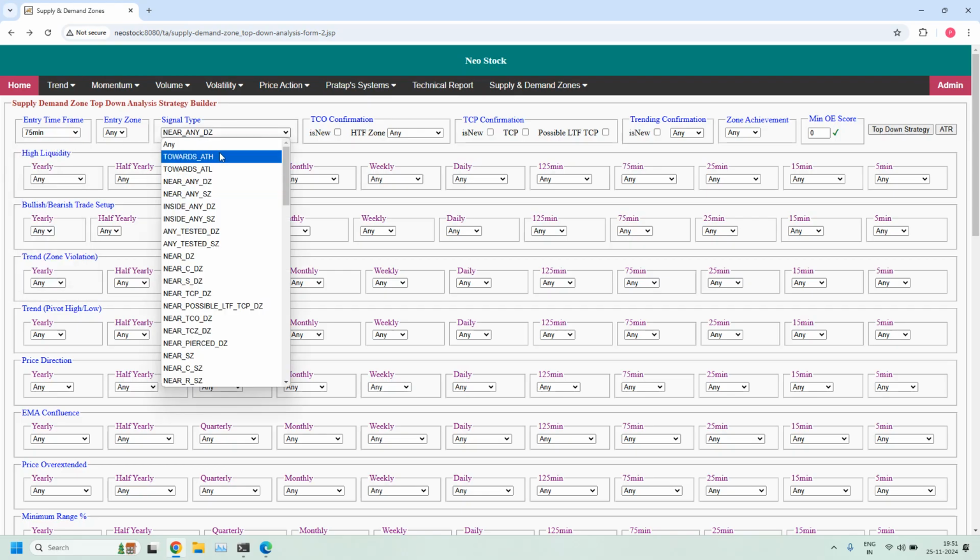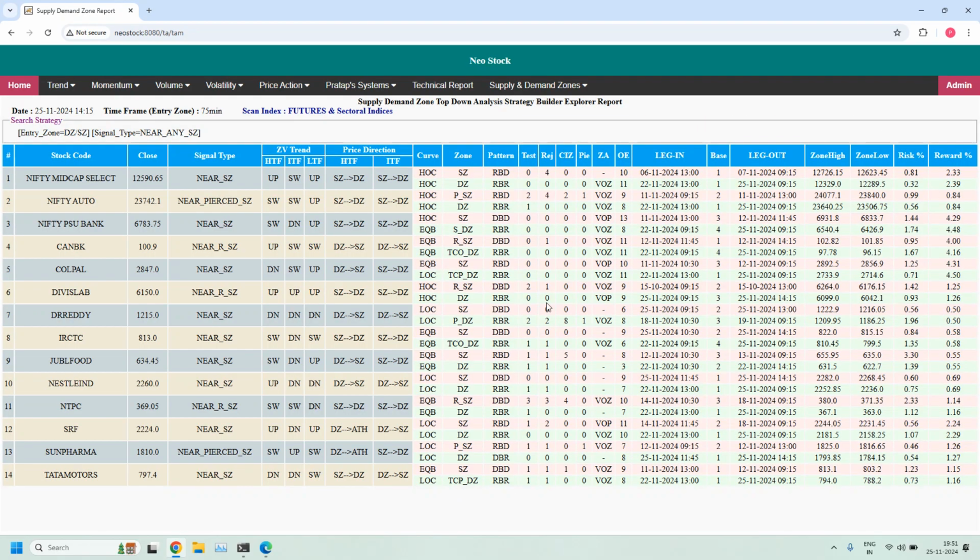75 minutes time frame. Let us find the stocks near 75 minutes supply zone. 14 stocks are filtered. Let us identify high liquidity 75 minute supply zones from this list. Canara Bank is having a high liquidity 75 minute supply zone. Divi's Lab is a high liquidity 75 minute supply zone. NTPC is a high liquidity 75 minute supply zone. So we have identified 3 high liquidity 75 minute supply zones from this list.